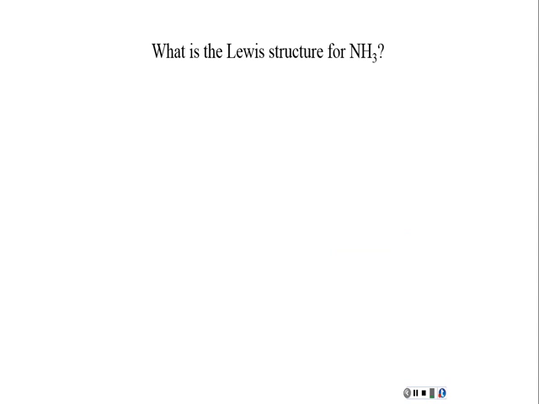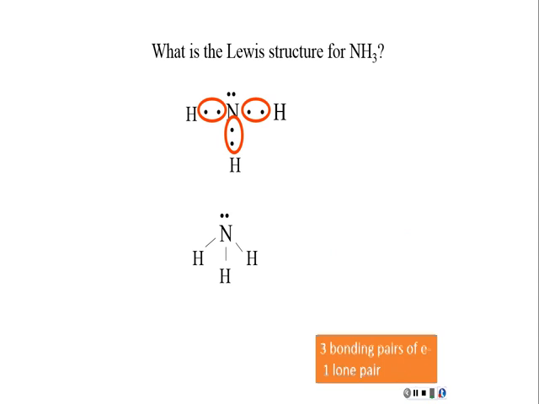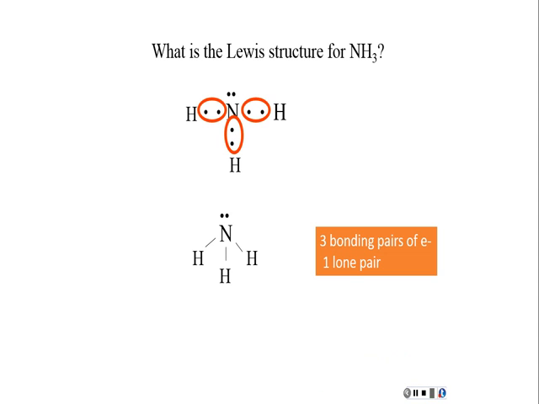Now we can take a look at ammonia. Take a look at the nitrogen atom first. Notice it has 3 unpaired electrons. So we're going to bring in 3 hydrogen atoms and bond them together like that. And then we can replace the bonding electrons with a dash. And here's our Lewis structure for ammonia. 3 bonding pairs, 1 lone pair.